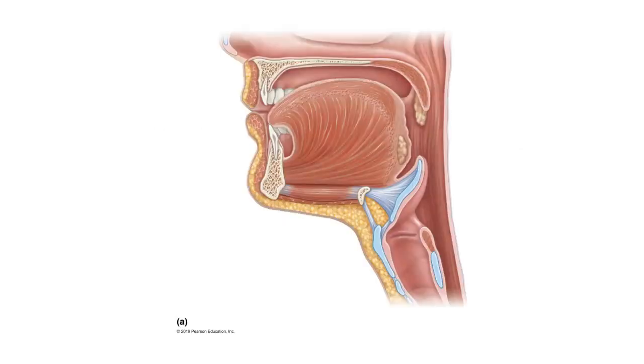Let's take a look at the major structures inside of the oral cavity. The oral cavity is the space inside of the mouth. The roof of the oral cavity is made up of the palate. You can see that the palatine process of the maxillary bones makes up what's known as the hard palate. That's the anterior 2/3 of the palate. And that transitions into a muscular archway known as the soft palate.